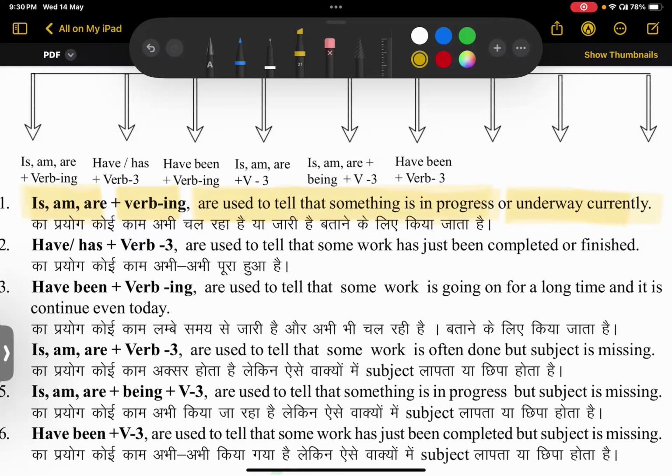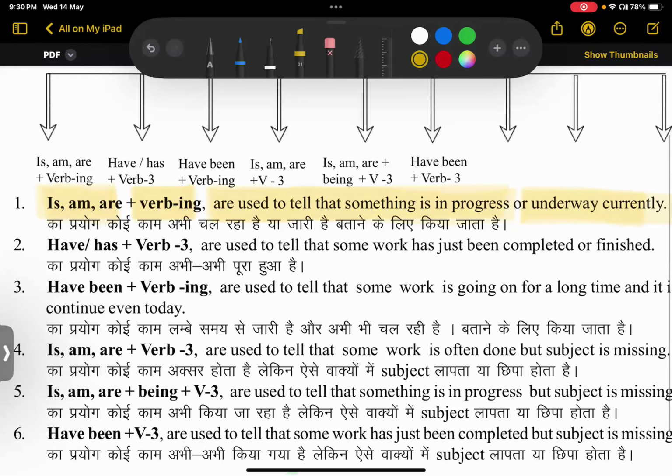I'm waiting and you are smiling. I'm writing, you are eating. They are beating me and you are helping me. In all those sentences, I talk that the work is in progress, something is underway currently. Okay, so I hope you are going to understand this topic well.